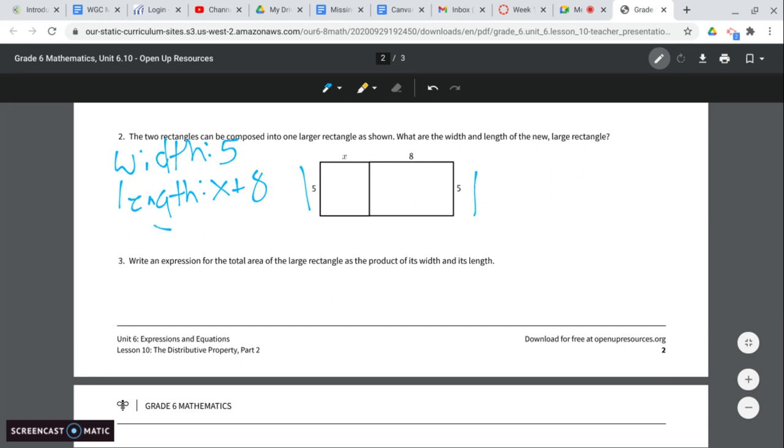Now, to write an expression for the total area of the rectangle as a product of its width and length, we're just going to multiply these two. So 5 times x plus 8, or x plus 8 times 5. Either of those work. So there's our expression. This is the distributive property, and these are equivalent expressions. Equivalent is your key word for this lesson.